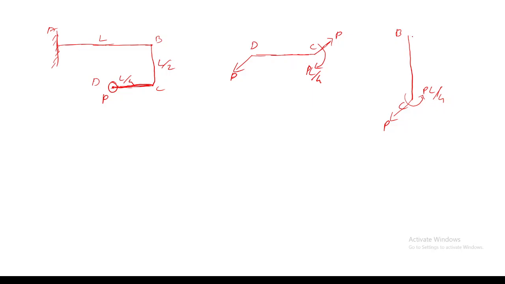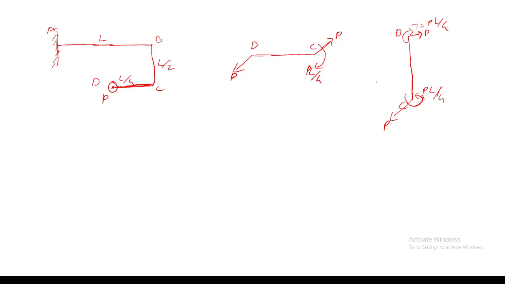Okay, so due to this PL by 4, you will be getting an equal and opposite twisting moment at B. For example, if it is like this, you will be getting an opposite twisting moment like this, T equal to P into L by 4. And due to this force P, you will be getting shear force like this, P. Up to this it is clear, right?